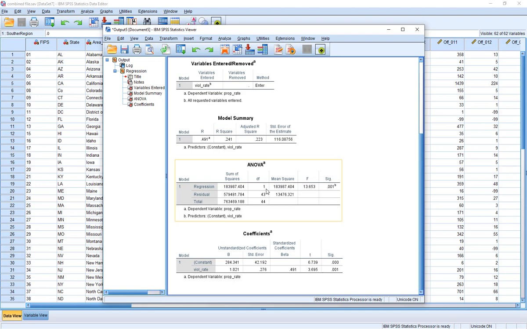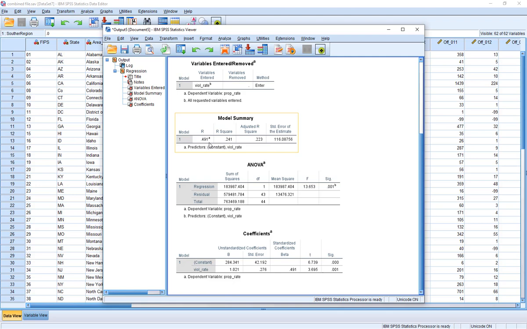Now, it does that by calculating an R. If you go back, and you can run this, I'm not going to do it, but if you go back and run the Pearson's correlation between the violent crime and the property crime rate, you would get the value of 0.491 that's being reported here. So this is the same R from the Pearson's correlation that we saw earlier.